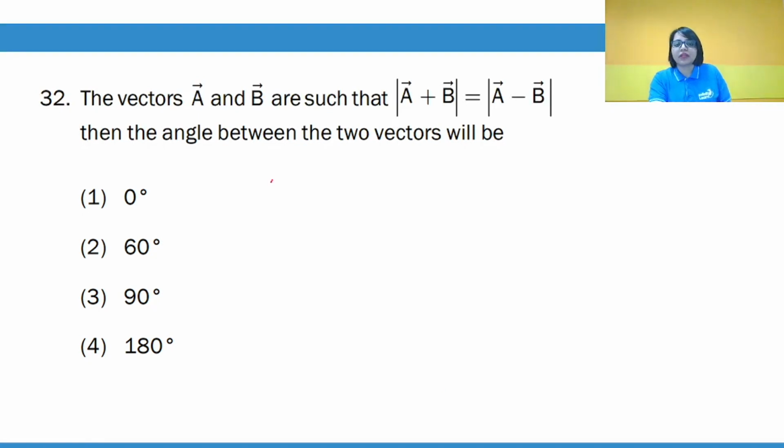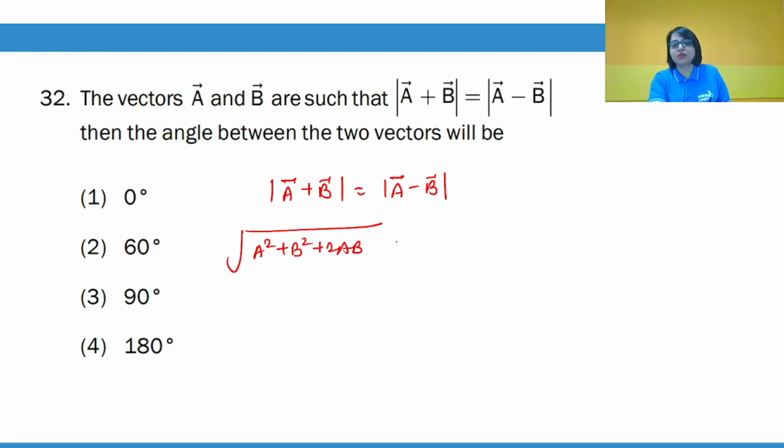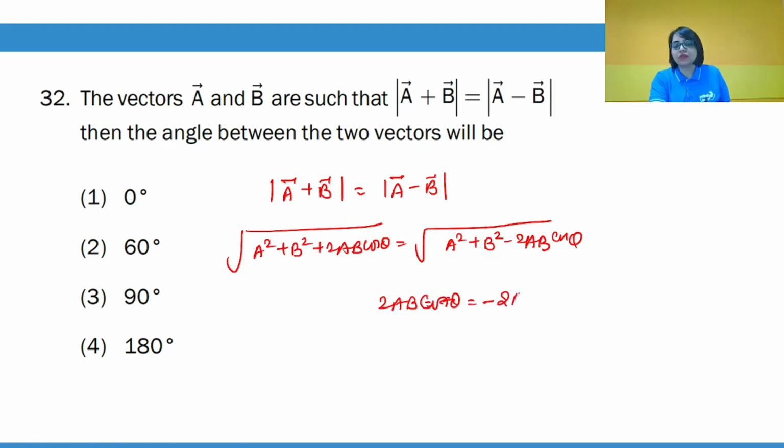We have magnitude of a vector plus b vector is equals to magnitude of a vector minus b vector. So you can write it as square root of a square plus b square plus 2ab cos theta is equals to square root of a square plus b square minus 2ab cos theta. Square on both the sides you will get 2ab cos theta is equals to minus of 2ab cos theta. So you'll get 4ab cos theta is equals to 0.